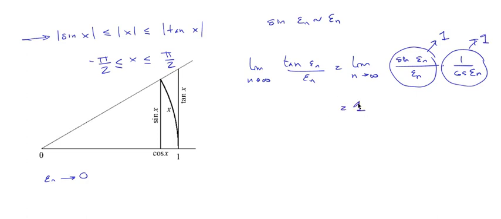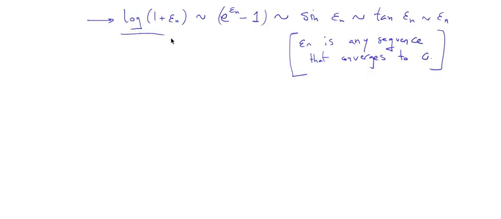So the limit of the tangent of epsilon sub n over epsilon sub n is 1, so this is also equivalent to this. Okay, so this is the string of equivalences that we wanted to prove. All of these sequences are equivalent to epsilon sub n when epsilon sub n goes to 0. In other words, you can think about it as these functions are very similar to the function x when x is closer to 0.